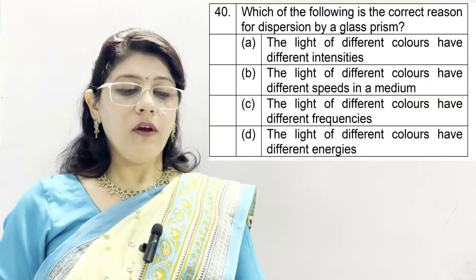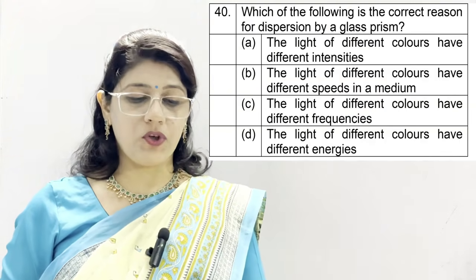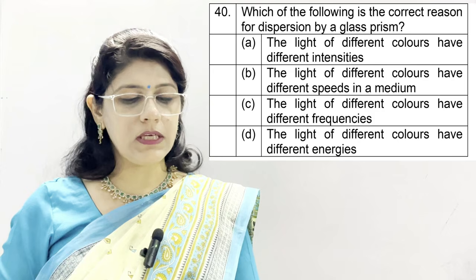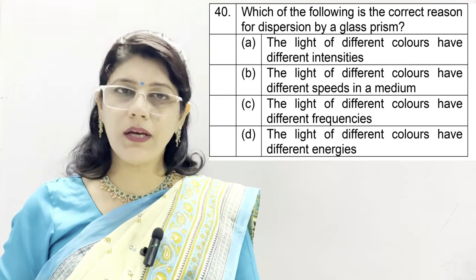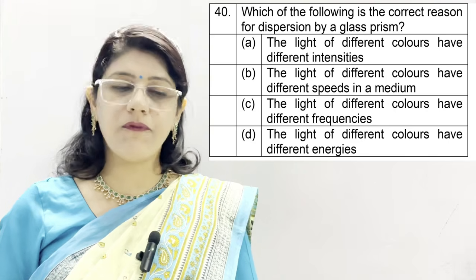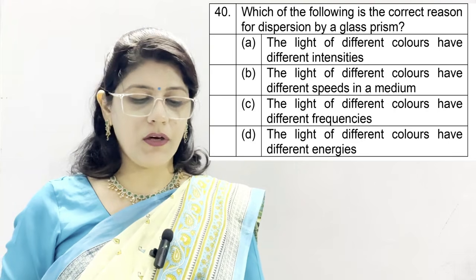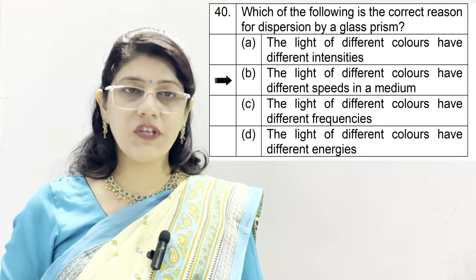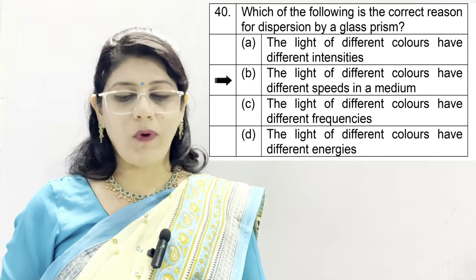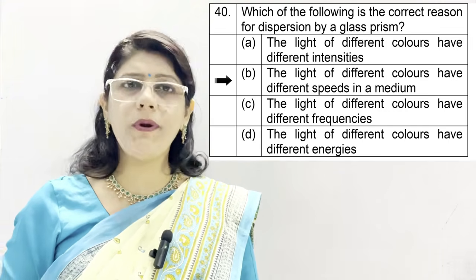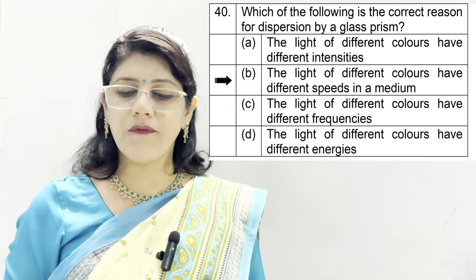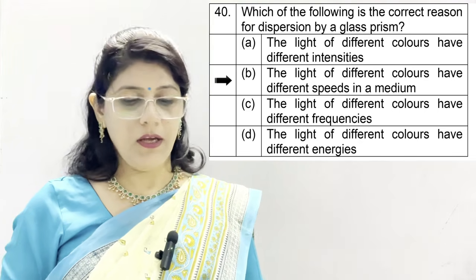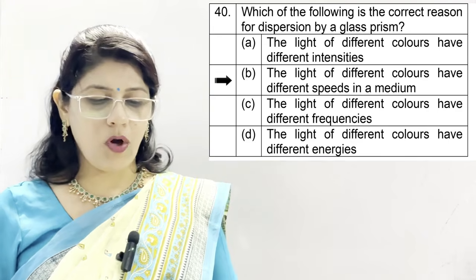In question number 40, which of the following is the correct reason for dispersion by a glass prism? A, light of different colors have different intensities. B, light of different colors have different speeds in a medium. C, light of different colors have different frequencies. And D, light of different colors have different energies. And the correct option is B, light of different colors have different speeds in a medium. We know when white light enters a prism, it consists of so many different colors. Each of these different colors have different wavelength, so their speed in the medium is different and they deviate differently. Therefore, speed of light is the important cause here.